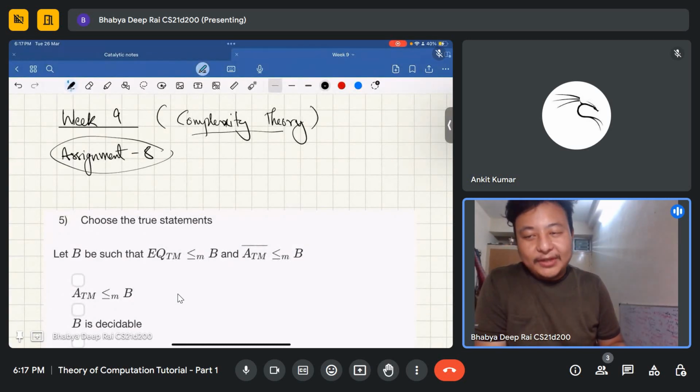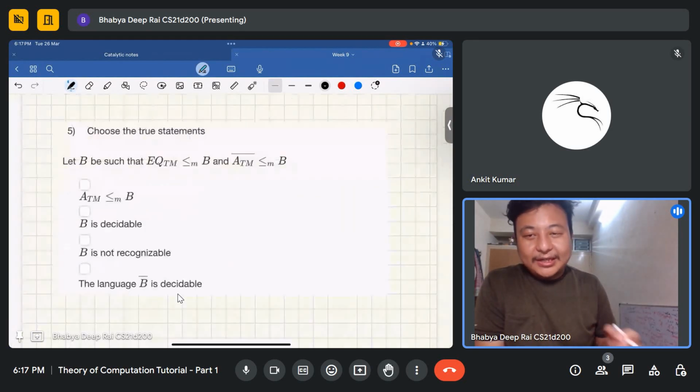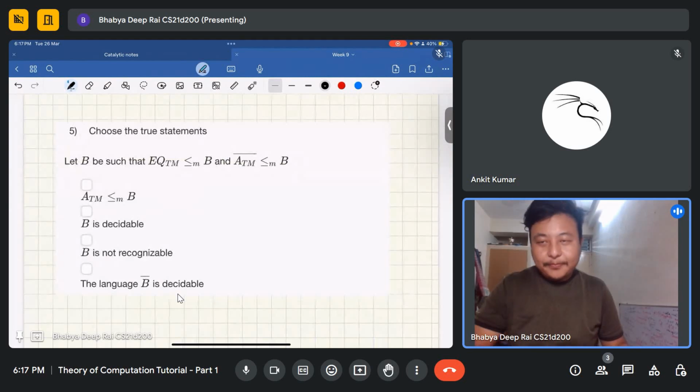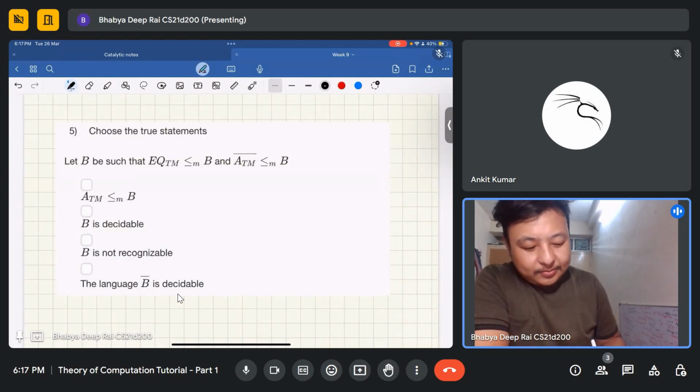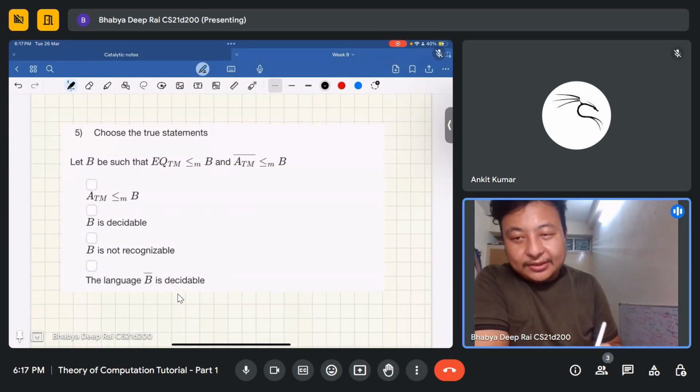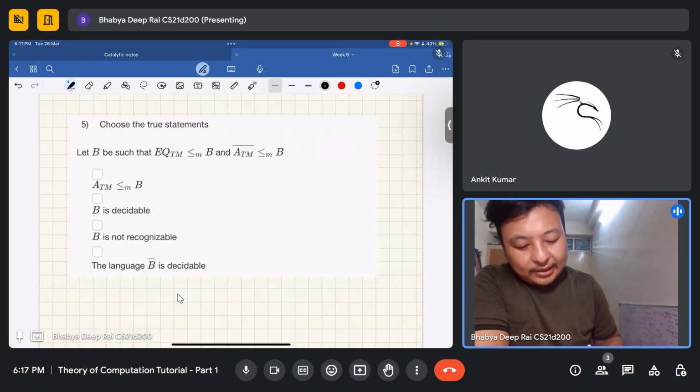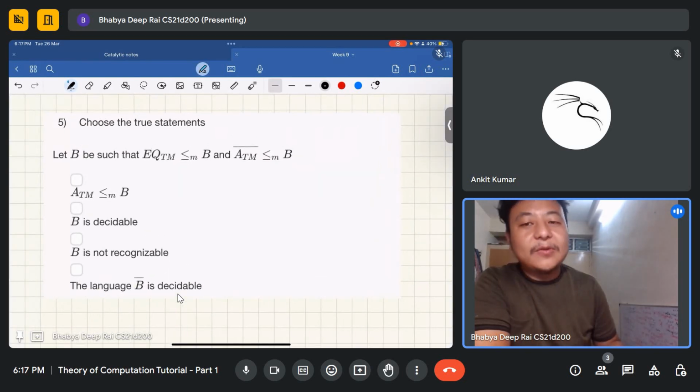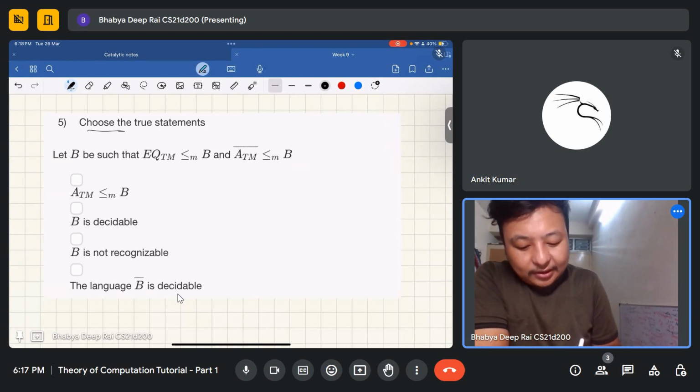The previous assignment was based on undecidability and reducibility and so on, right? So we've picked 3 questions which are of particular interest, and we'll solve them one by one. Let's look at the first one. The question says: choose the true statements.